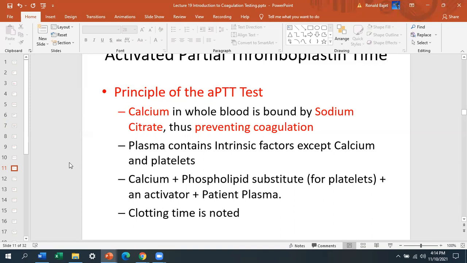So in here, your reagent is replacing the calcium that was lost with a different reagent. It's the phospholipid substitute for platelets plus an activator. That's your reagent now, and then you add that to the patient plasma. Once you add that, you're replacing the calcium. As soon as you add that reagent, you measure the time it takes to clot the sample. That's the APTT. Different reagents, but same principle: remove calcium, replace it, and start your timer.